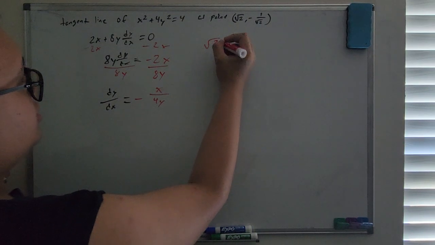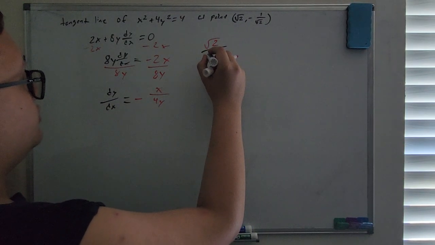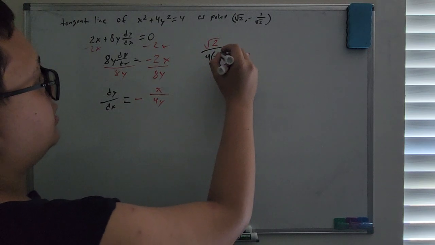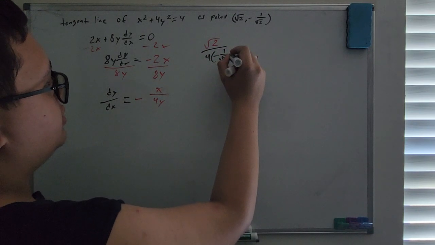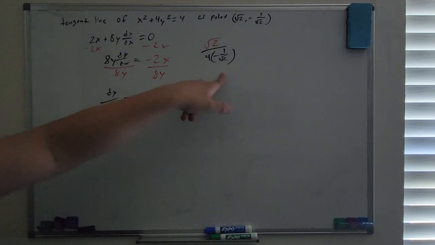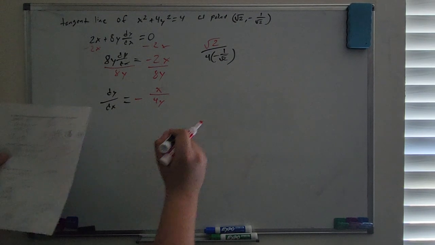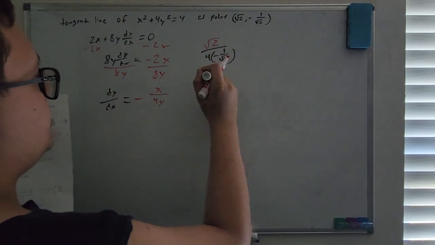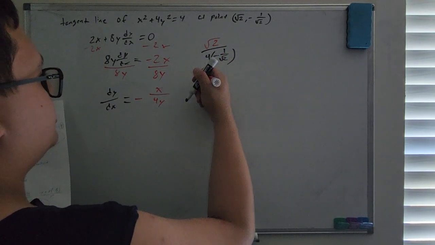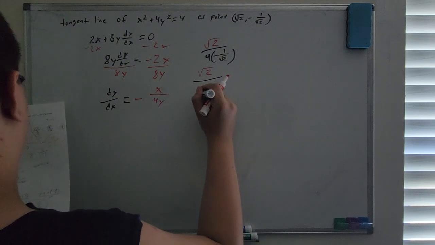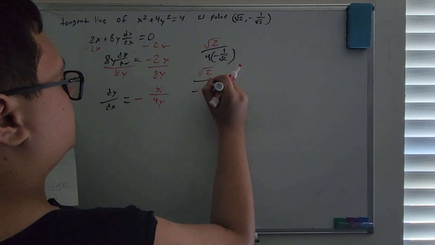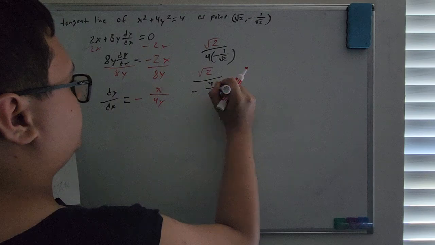So x would be square root of 2, and then that would just be over 4, and then negative 1 over square root of 2. And then you can simplify that. So that's the answer right there. But you can actually simplify that. See what I did. So you can factor, you can bring this up here, so you'll just be left with square root of 2 over negative 4 over square root of 2, right?